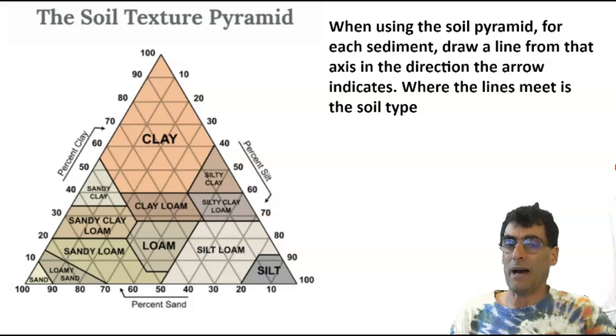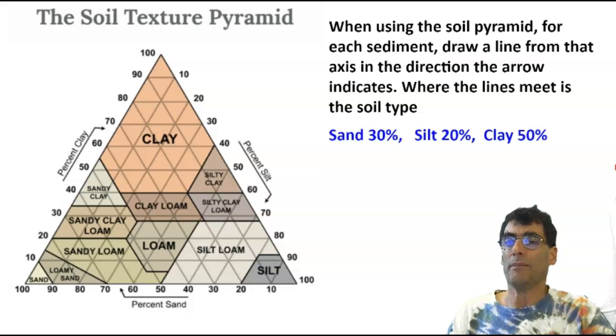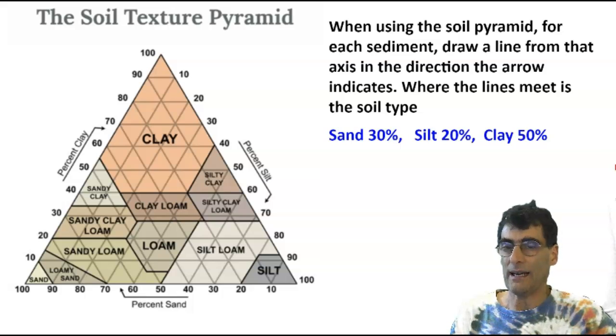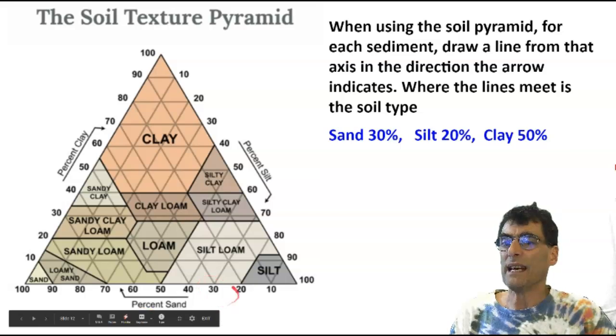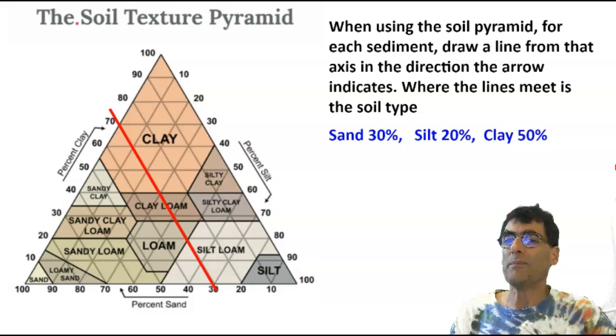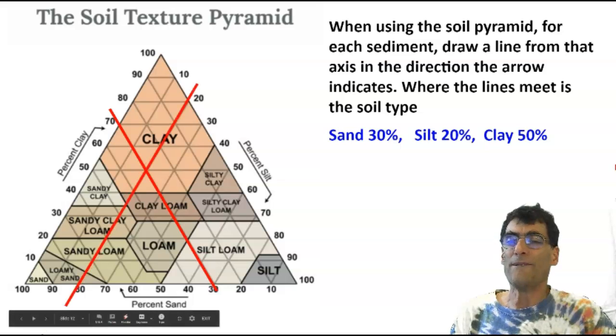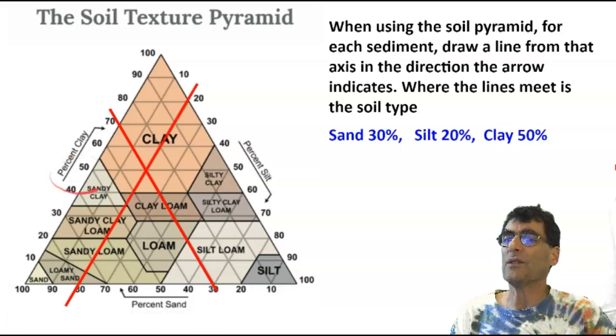Let's try another example, okay? Let's just say our numbers were 30%, 20%, and 50% for sand, silt, and clay. Let's try this. Where's the 30% sand? 30% sand, so we draw a line going this way. And then 20% silt. Here's silt. We find a 20, and we go down like this. And then we have 50% clay. Clay's over here. There's the 50, and we draw a line across like that, and voila, that is clay.